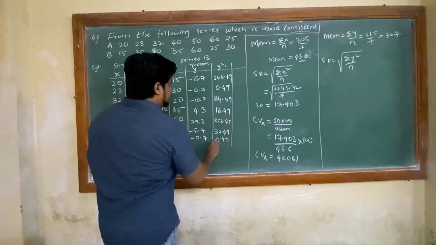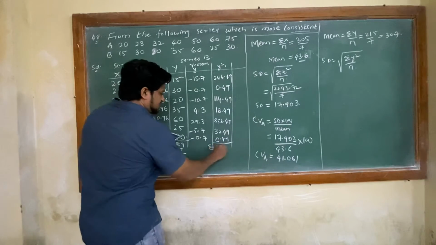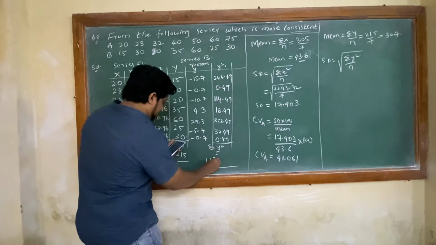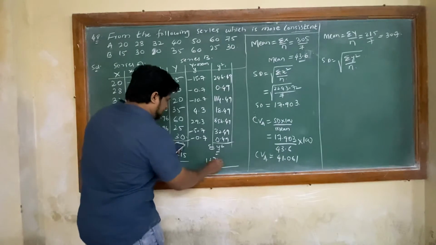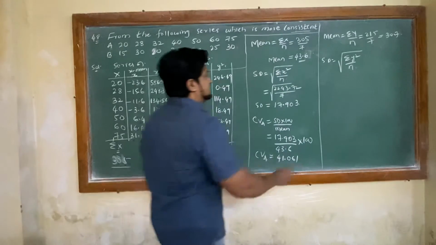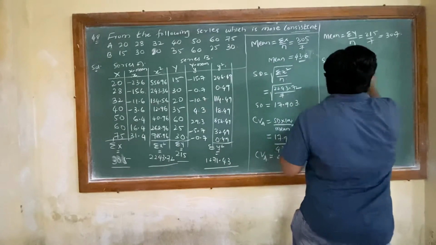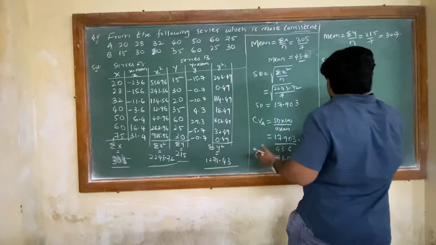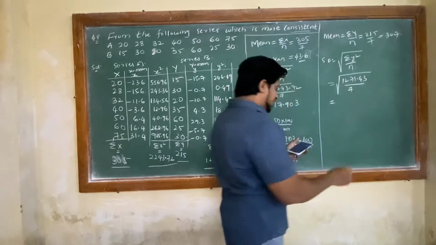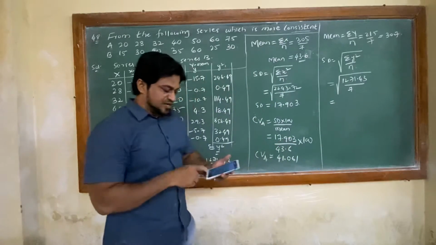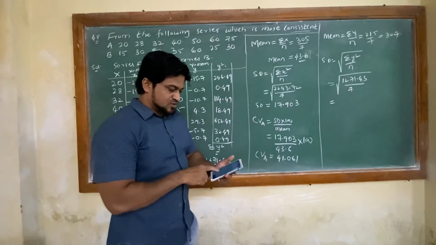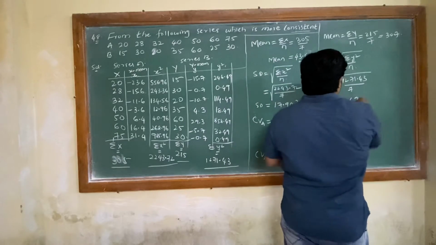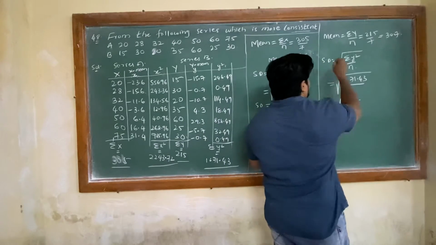Then we have summation y square. Summation y square value is 1271.43. So this one, 1271.43 divided by n, 7. If we divide them, then after dividing immediately find the square root of this value. After dividing and taking the square root, we will get 13.47. This is the value of the standard deviation of y.